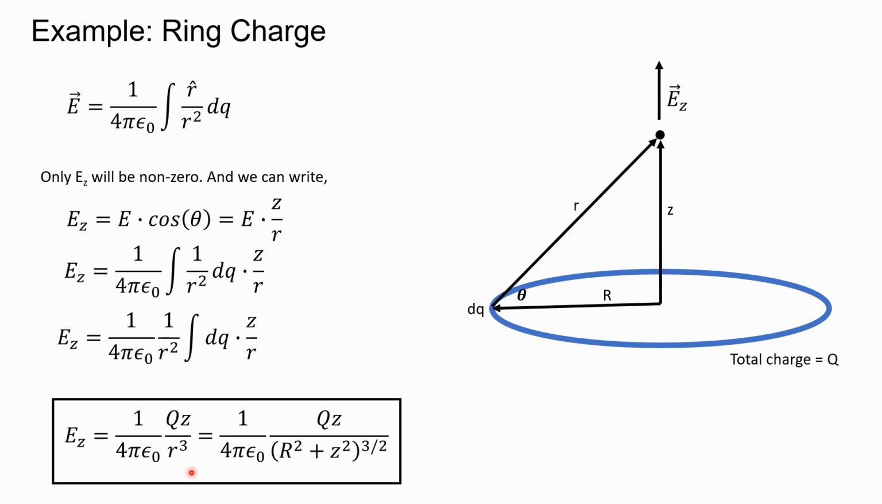If we want to use the Pythagorean theorem to write this r in terms of the radius of the ring and the height above the ring, this becomes 1 over 4 pi epsilon naught times qz divided by capital R squared plus z squared, all raised to the 3/2 power.